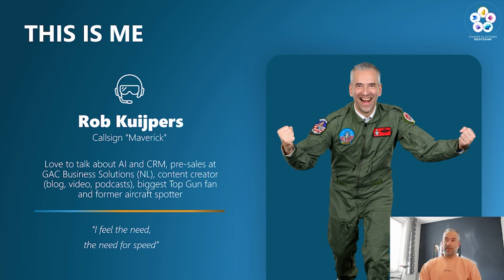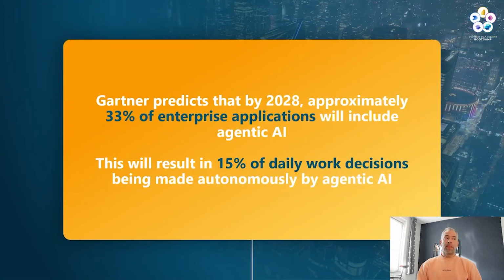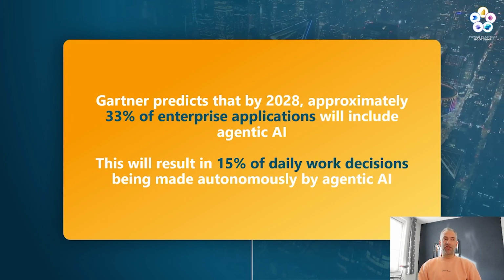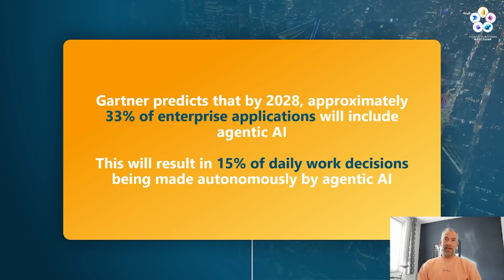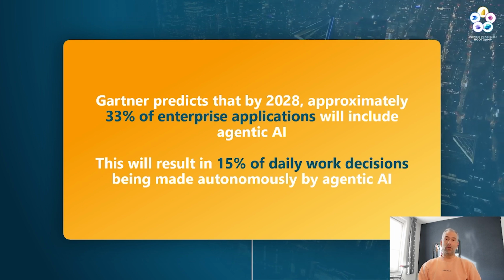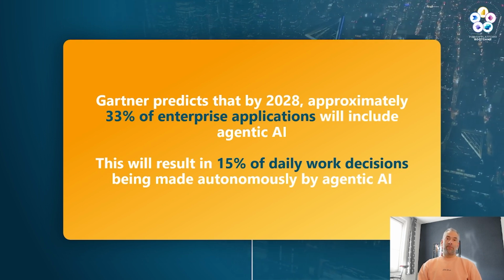So Copilot, perfect. In 2028, Gartner predicts that 33% of all enterprise applications will include some form of agentic AI. Personally, I don't agree with Gartner, because I think that by 2028 the percentage of enterprise applications using agentic AI will be much higher. But this would result in 15% of the daily work decisions being made autonomously by agentic AI. So 15% of the decisions are made by autonomous agents by 2028.